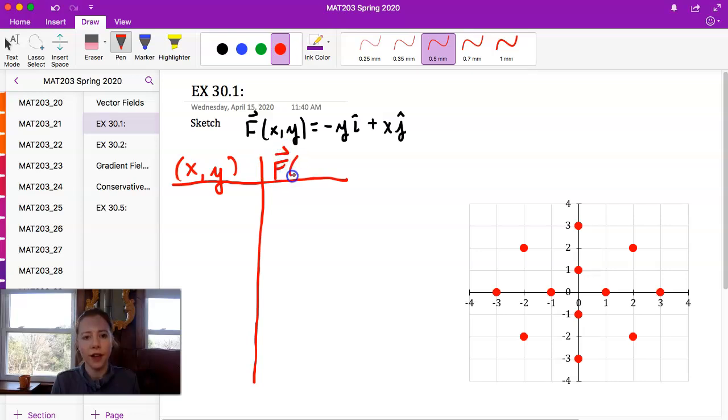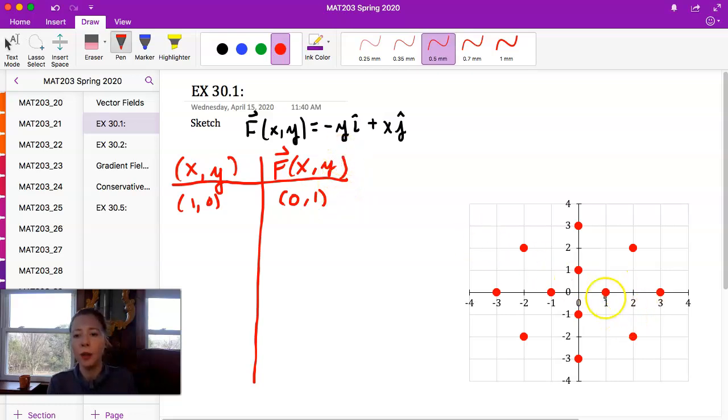F of x and y, and we're going to plot them. The x and y coordinates I've already plotted ahead of time, but let's just go through. Say we had 1 and 0 for our x and y. Let's start at this point right here. If we plugged in 1 for x, that would give us 1 j hat. And if we plugged in 0 for y, that would give us 0 i hat. And so our direction is going to be 0, 1 for our vector field.